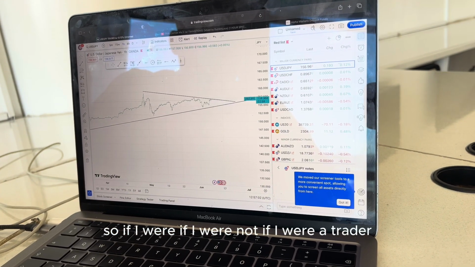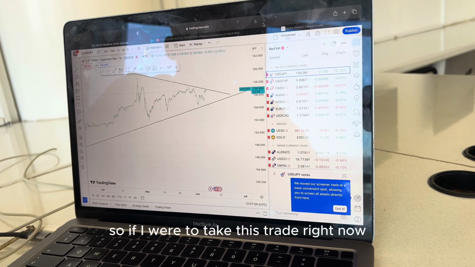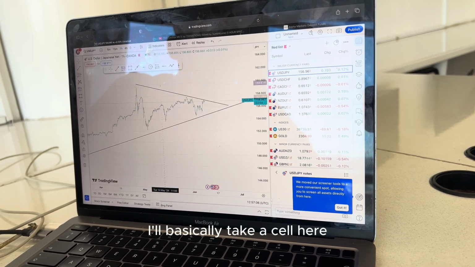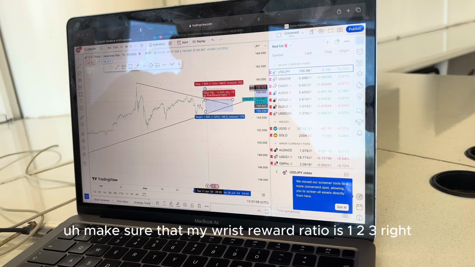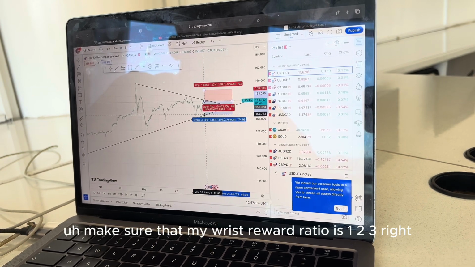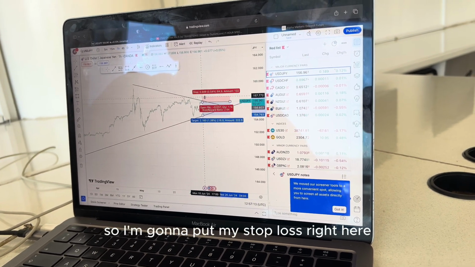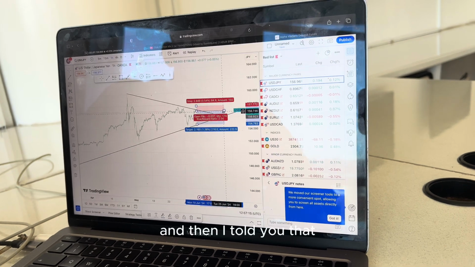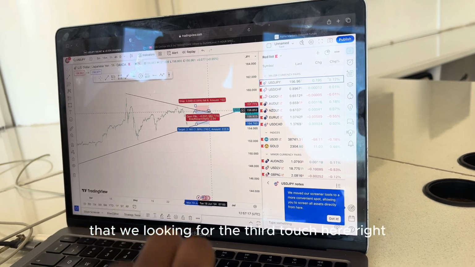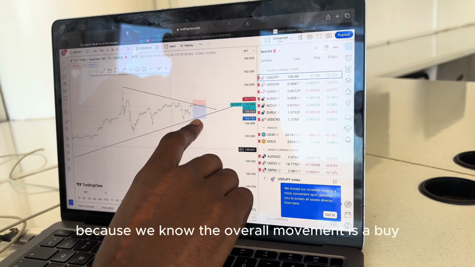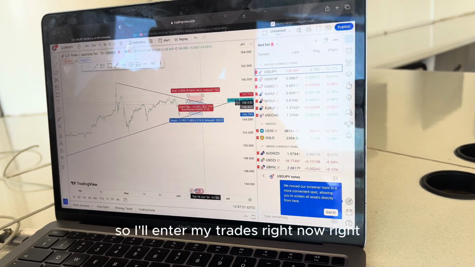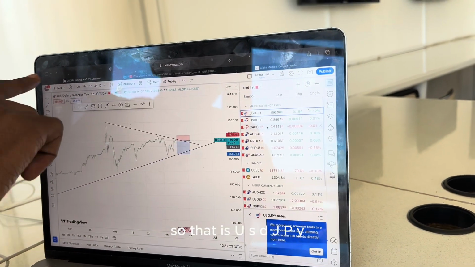So if I were to take this trade right now, I'll basically take a sell here, making sure that my risk to reward ratio is 1, 2, 3. I'm going to put my stop loss right here, and then I told you that we're looking for the third touch here, because we know the overall movement is a buy. So I'll enter my trades right now. So that is USD JPY.